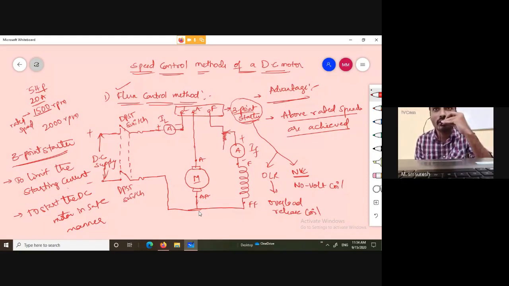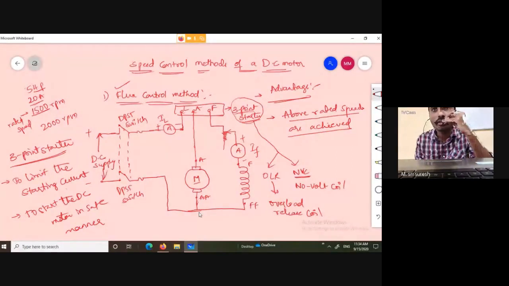Okay, now I'm starting the procedure. Switch on the DPST switch, so ensure that supply is connected to the circuit. The 3-point starter has a handle, and that handle is moved to the on position, so that the motor is getting full rated voltage supply. So the motor starts rotating. After the motor starts rotating, we can note down the readings of IL and IF. The IL is indicated through this ammeter and IF is indicated through this ammeter. We can note down the readings.